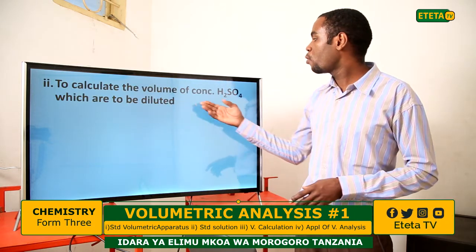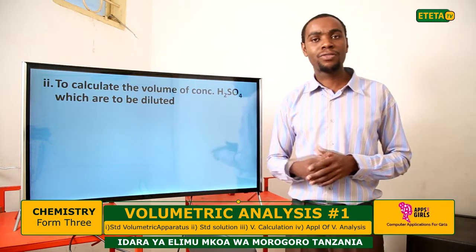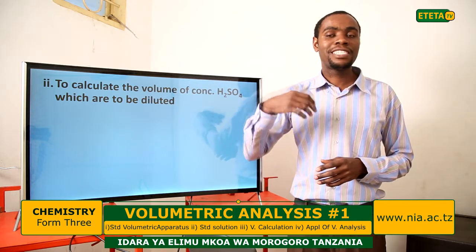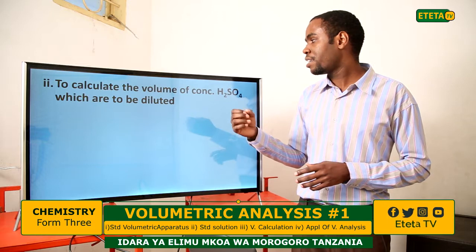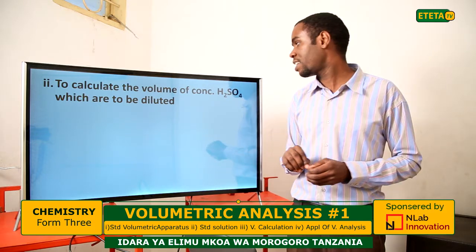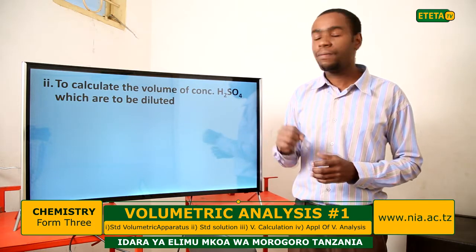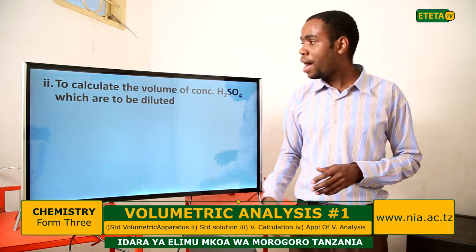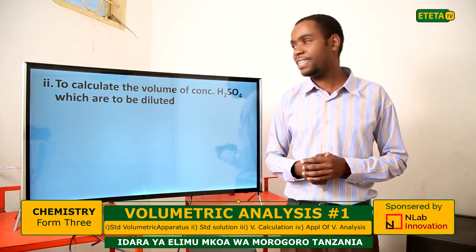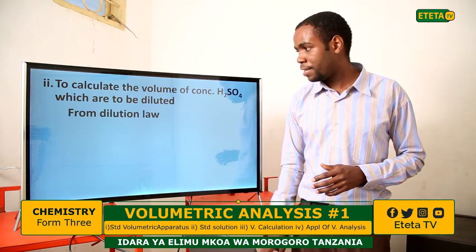To calculate the volume of concentrated sulfuric acid which is to be diluted. Because in order to obtain the molarity which is required, we first need to have the volume which must be diluted. Now, how do we obtain this volume? How do we calculate this volume of concentrated acid which is to be diluted?